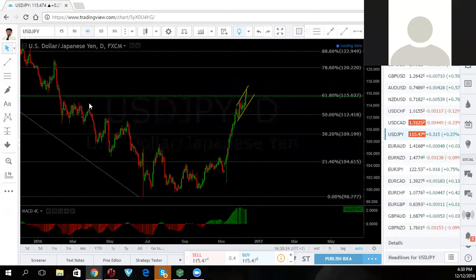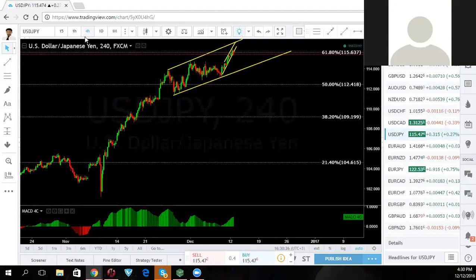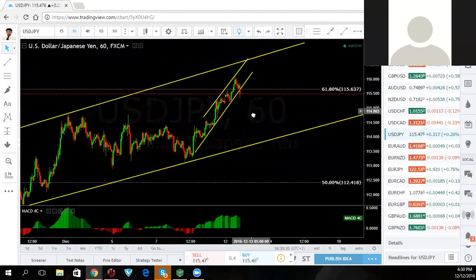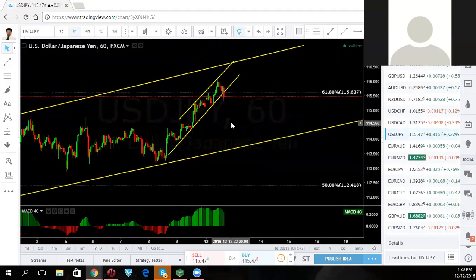US yen, let's see. It's coming down, a short trade. We probably could get a nice short trade. Don't jump into the candle. The candle is not a setup. Right? Don't jump into the candle. The candle is not a trade setup.